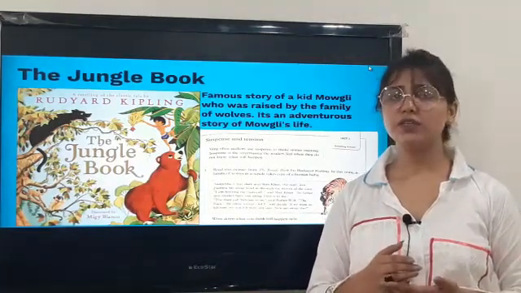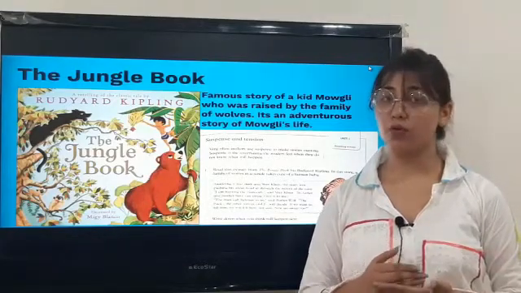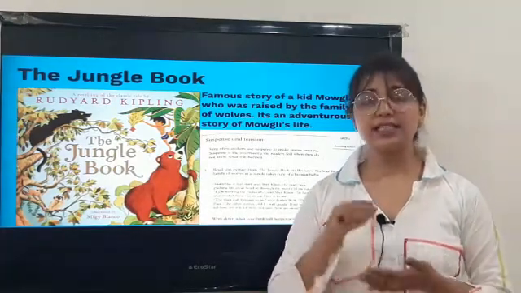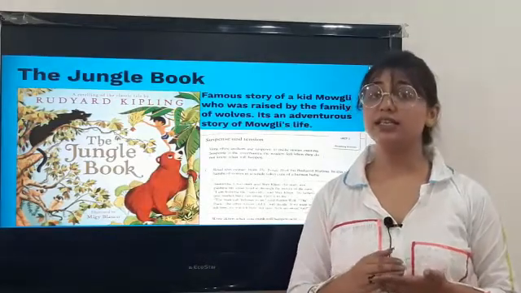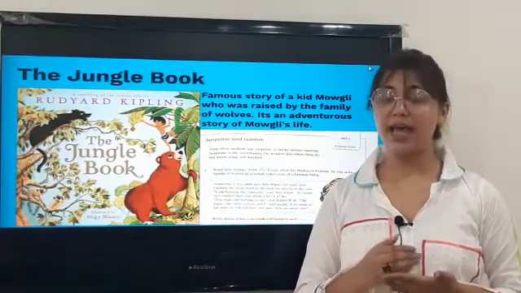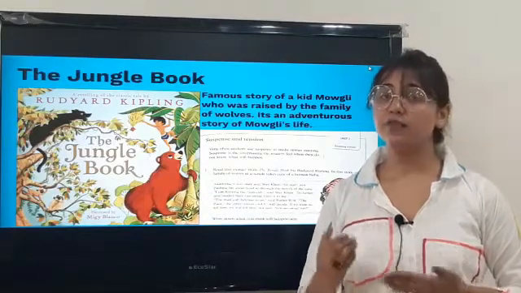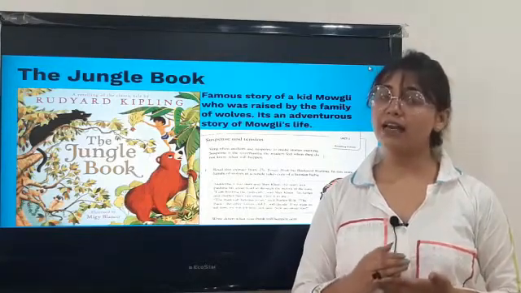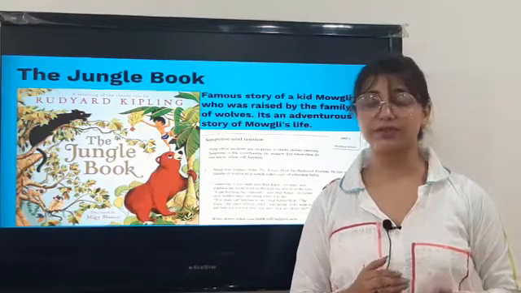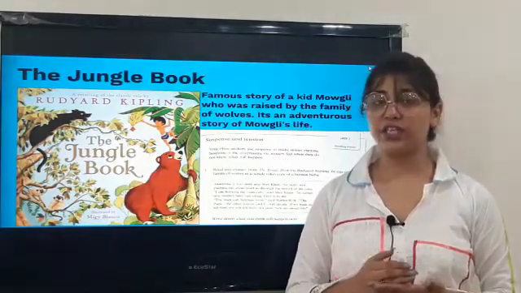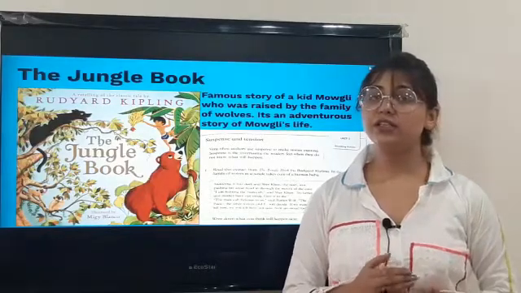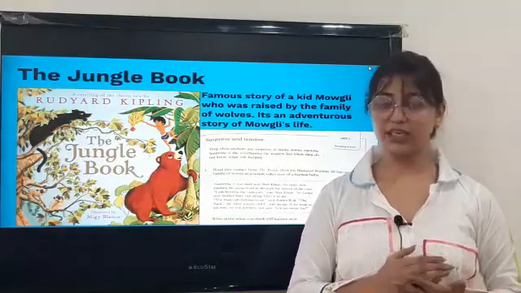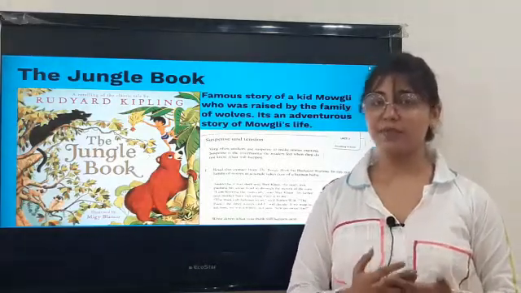Now moving towards the main idea of the story. The main idea of the story is the survival of Mowgli in the forest among the animals. Actually, the tiger, that is Sher Khan, is an enemy of Mowgli and all the animals in the forest. He always wanted to hunt Mowgli and all the animals and to rule the jungle. But at the end of the story, Sher Khan died and the animals lived their life happily, and Mowgli went to his village and started living his life happily.